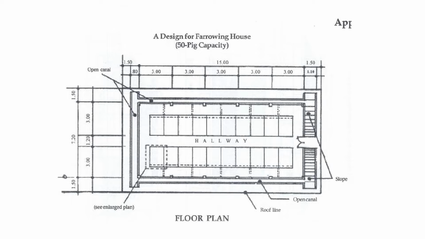Then, for mga farrowing house naman, medyo mas maliit siya compared doon sa breeding house, kasi dito nasa 15 meters lang by 7.20 meters. So yun. Now dito pupunta ka dito, sloping yung staircase niya doon sa outside, and then nandito yung hallway.